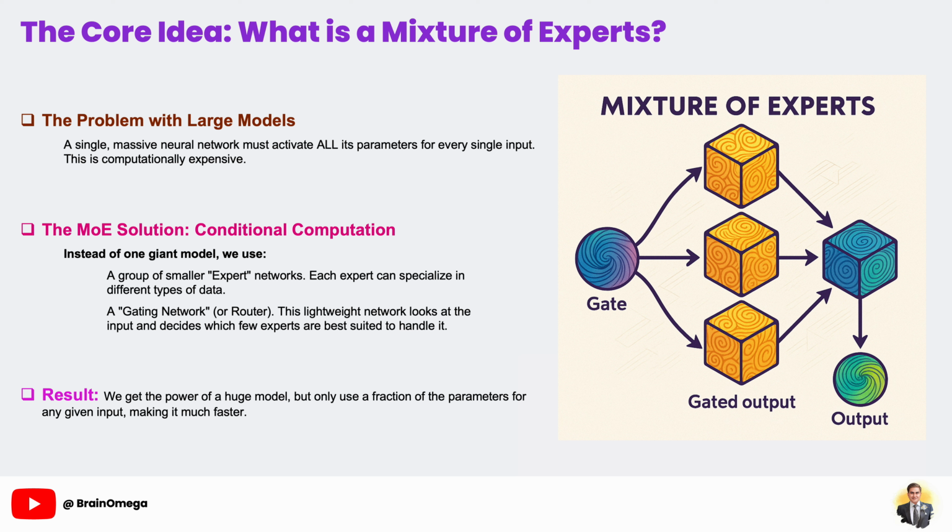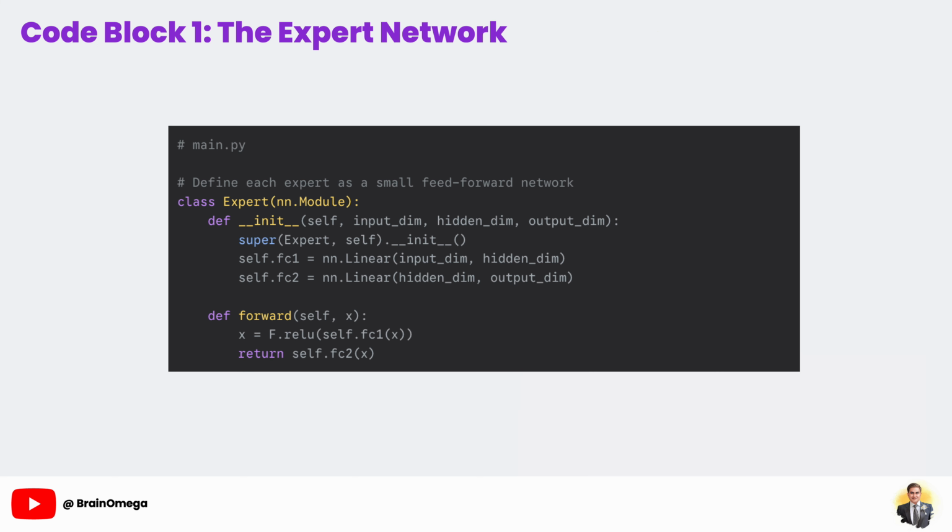We get the representational power of a massive model, but only pay the computational cost of a much smaller one for each forward pass. This is the key to scaling models to trillions of parameters, like we see in large language models today. Let's start our code walkthrough with the simplest piece, the expert network itself.